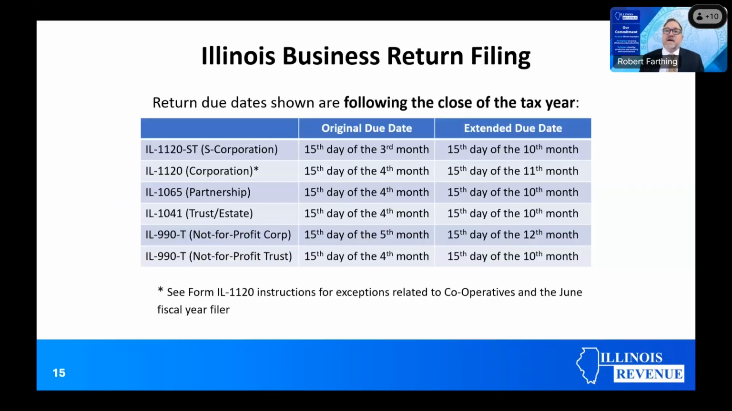Let's begin with the filing requirements for each type of business income tax return. As you can see on the chart here, each return type has an original return due date and an automatic extended due date. See the form instructions for the specific form you're filing about the due date of the return, as well as special cases like cooperatives or corporations filing on a fiscal year end ending in June.